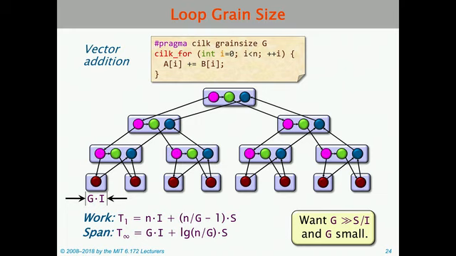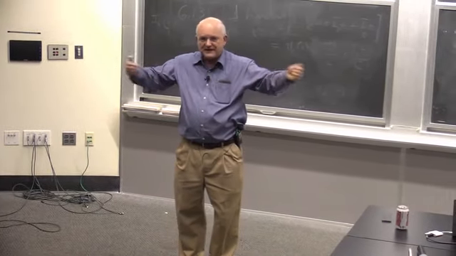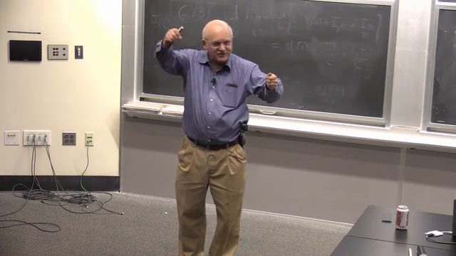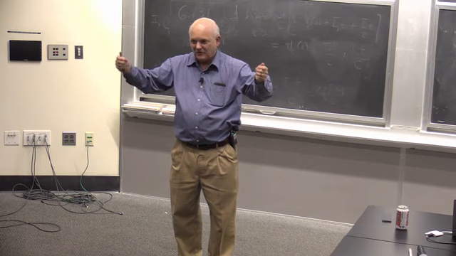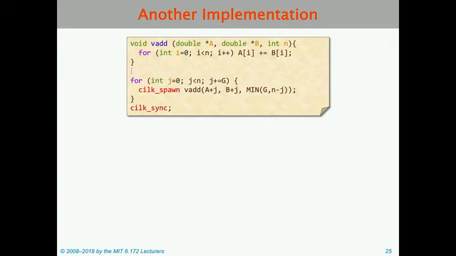Okay, so does that make sense? We want G to be much greater than S over I. Then the overhead is going to be small because I'm going to do a whole bunch of iterations that are going to make it so that that function call is like, who cares? That's the idea. So that's the goal.